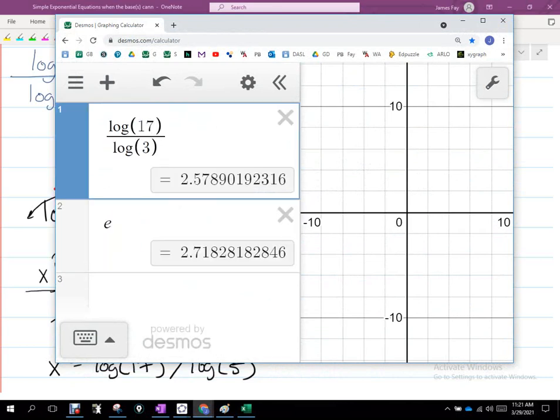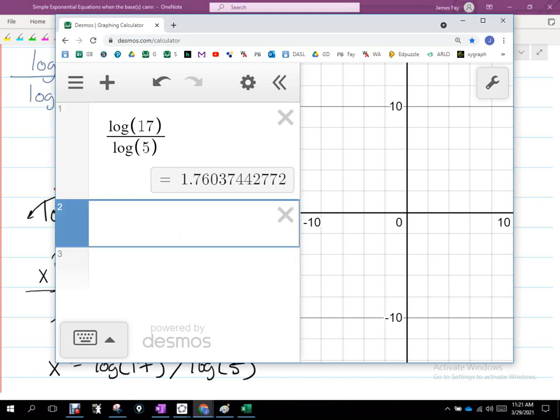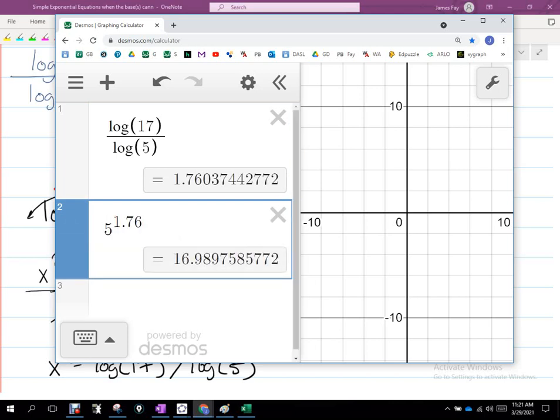Log 17 divided by log 5 gives me that. Then we say our answer should be between 1 and 2. And it is. So now I should be able to take 5 and raise it to the 1.760374427772. Now I don't get exactly 17, I get 16.99999, which tells me that it's rounded. Okay, but is that pretty close to 17 to give us the proof that we're done? We're right.